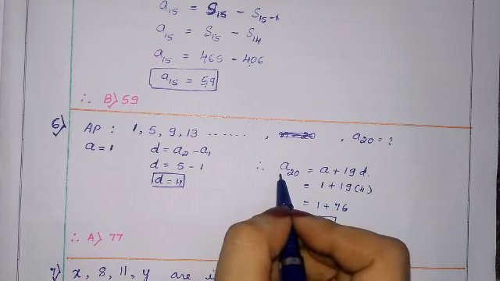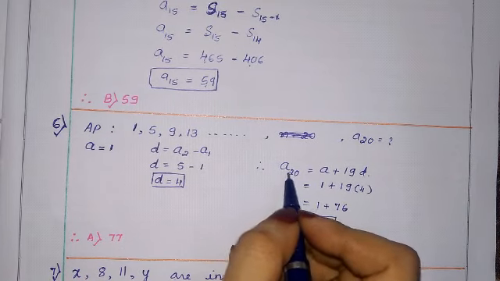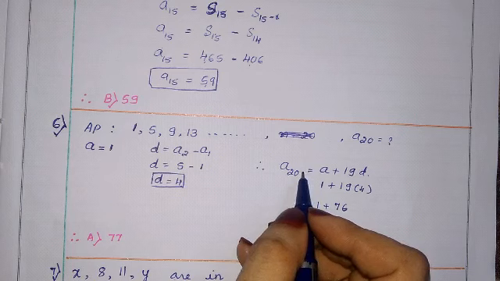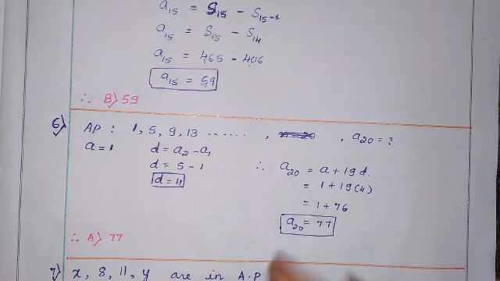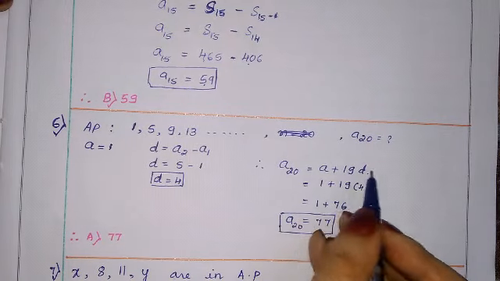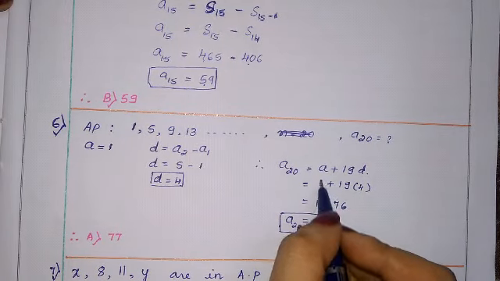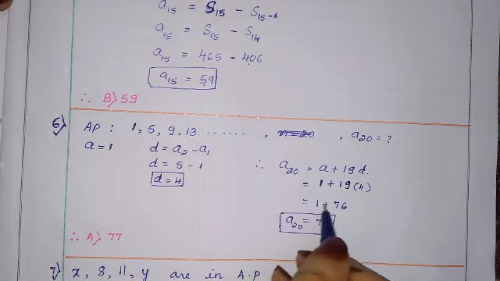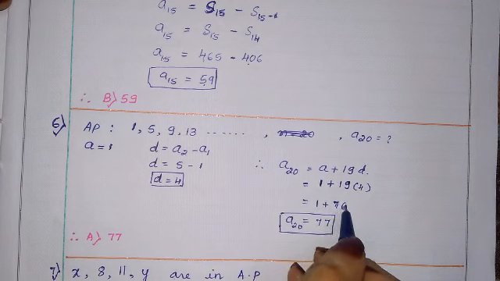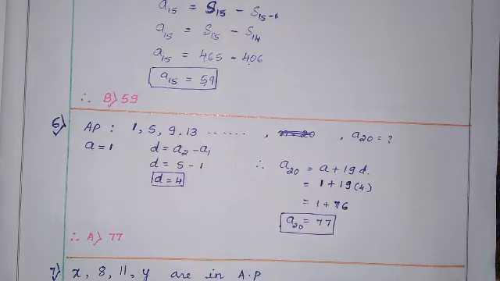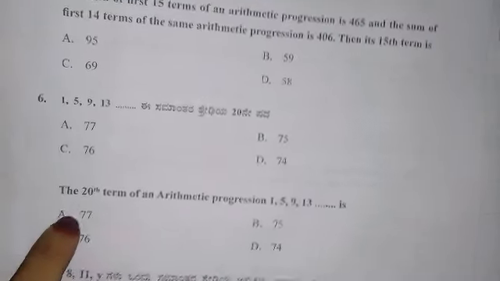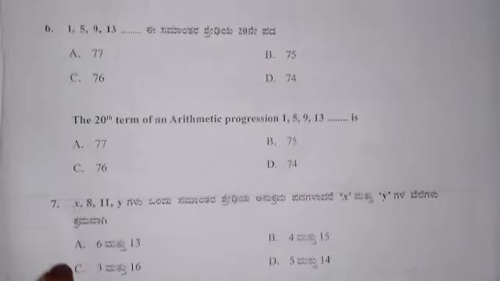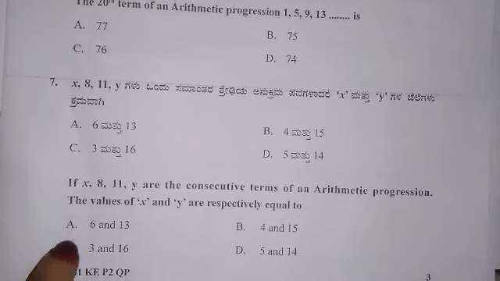Now the 20th term. To save time we have to do it directly because these are MCQs. Your solution is not important here, your answer is important. So A20 is A plus 19D. A is 1, plus 19, D value is 4. 19 fours are 76, 76 plus 1 is 77. So the correct option is A, 77. Okay, now let us see the next, the 7th question.